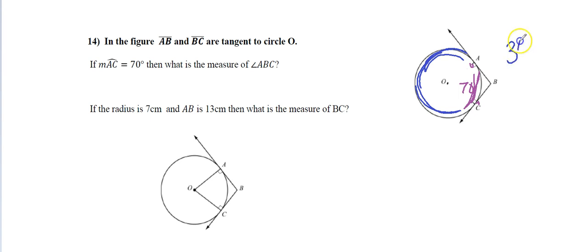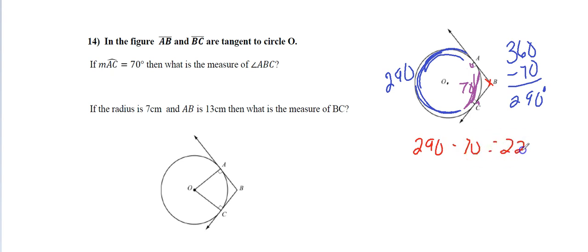Remember, the circle is 360 minus our 70 gives us 290 degrees for that arc. So now we know this is 290. This is an exterior angle. So we're just going to subtract 290 minus 70, which is 220, divided by 2 gives us 110 for this angle measure.